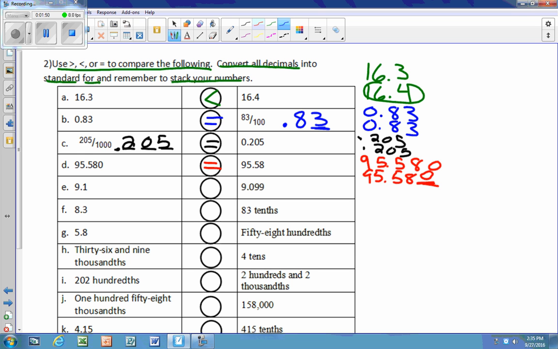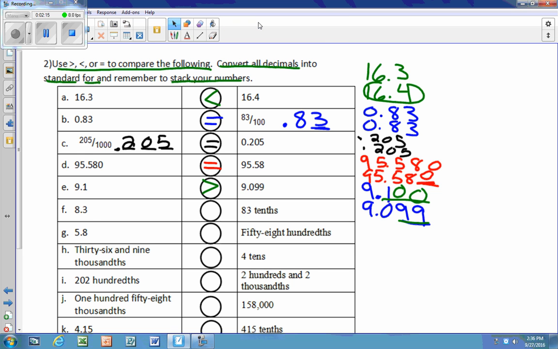The next one, I have two digits right here. I have 9 and 1/10, and then I have 9 and 99 thousandths. Many people will say that this is bigger because there's 99, but I have to pay attention to the fact that these empty spaces I need to put zeros into. And when I look at them, I now see that 100 is actually bigger than 99.